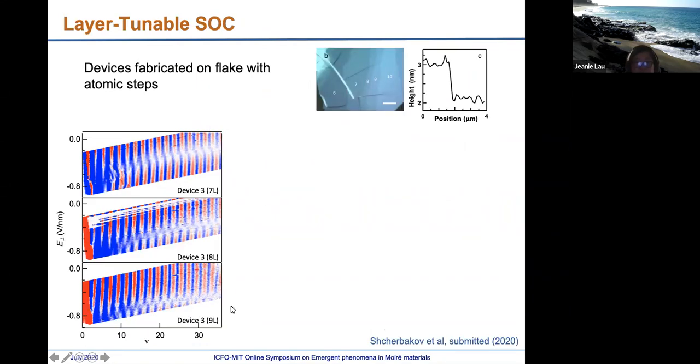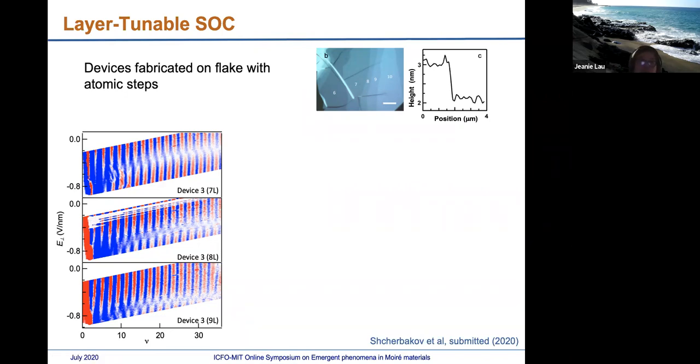Okay, so now we can do this for all the devices we have. In particular, we have made devices on flakes with atomic steps, so that we can see how the Rashba parameter and its tunability systematically change with sample thickness. Here we're showing a flake image where we can see all these atomic steps, which have 6, 7, 8, 9, and 10 layers. Here we do an AFM scan across one of the steps, and we see that the height difference is 0.8 nanometer, which corresponds to 1 indium selenide unit cell.